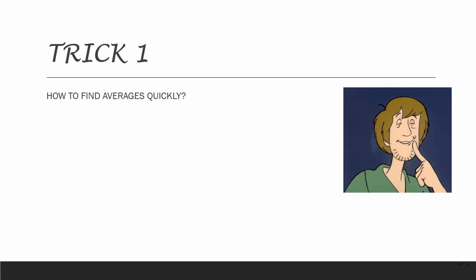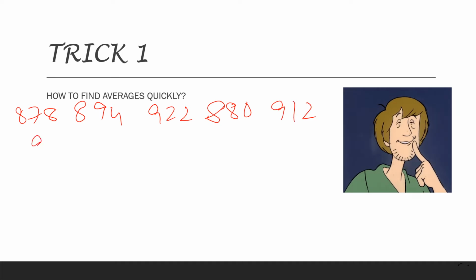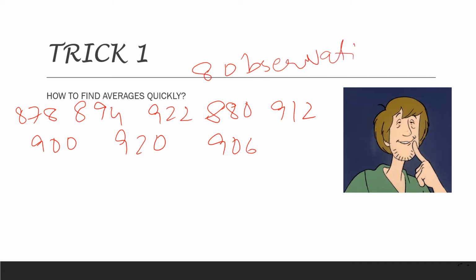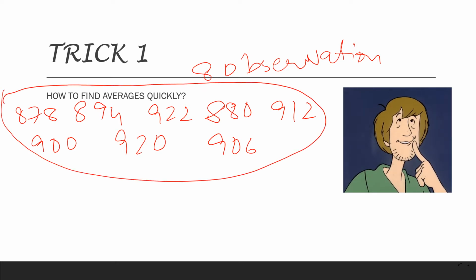So you might be wondering. Let's take an example and take a few random numbers. The numbers would be 878, 894, 922, 880, 912, 900, 920 and 906. So there are 8 observations over here. Normally, to find an average, we add up all these eight numbers, and then divide it by 8. So that's how we normally do averages.